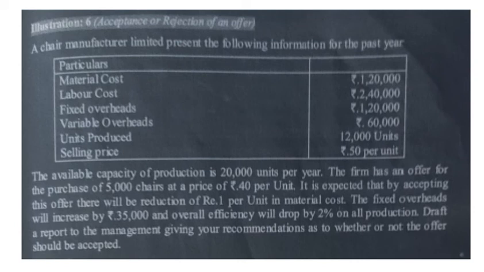Then it is stated that the available capacity of production is 20,000 units per year. The firm has an offer for the purchase of 5,000 units at a price of rupees 40 per unit. It is expected that by accepting this offer, there will be a reduction of rupees 1 per unit in material cost. The fixed overhead will increase by rupees 35,000 and overall efficiency will drop by 2% on all production. Draft a report to the management giving your recommendation as to whether or not the offer should be accepted.